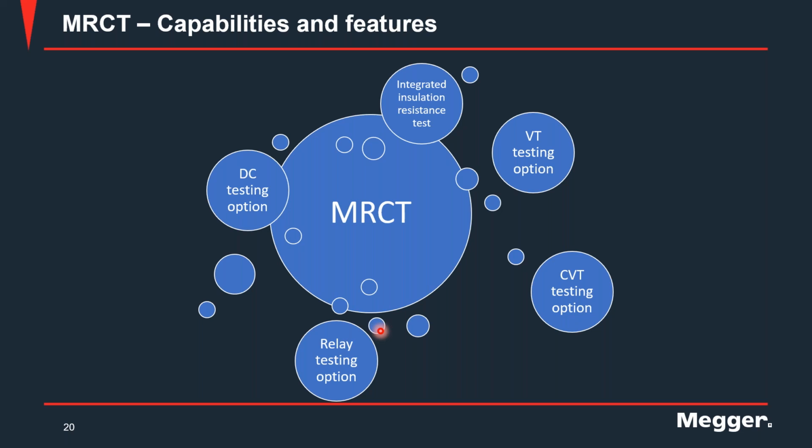Now the MRCT is Megger's premier CT test set, and it started off as just that, a CT test set. It had the insulation resistance test option. So if you don't want to include that in your MRCT, you can get one without that as well. But after that, we included a relay testing option. There is an SMRT1 basically inside it, which enables you to use it as a single phase relay test set. We included a DC testing option later on, and then we moved into VT testing and CVT testing.